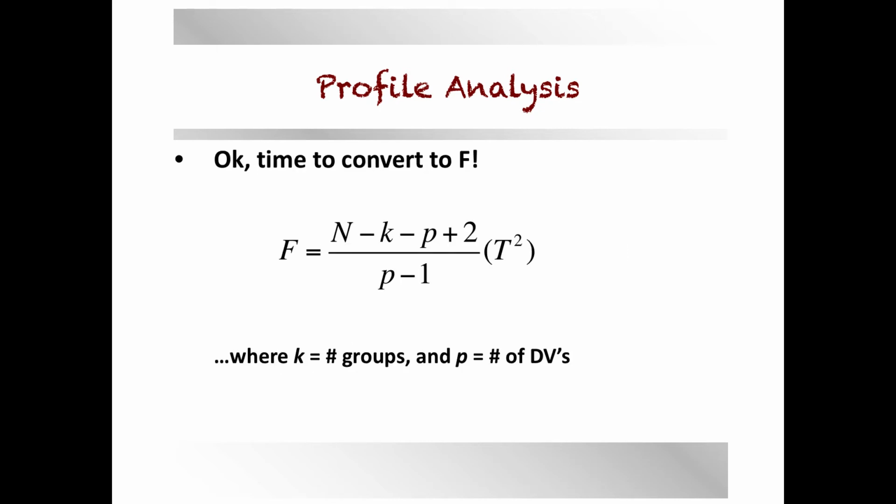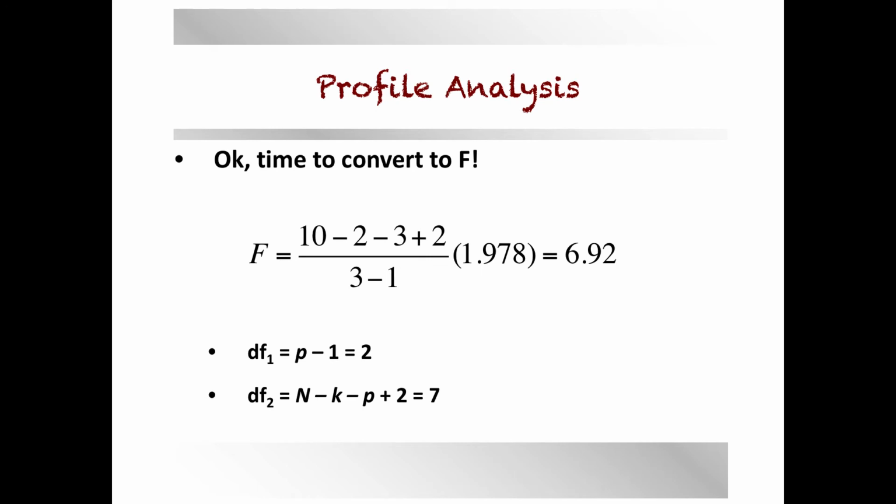Time to convert this to an F through this mysterious formula. You take your t squared and you put it out on the right side there. Your n is 10, total number of people. K is number of groups. In this case, we had 2 groups, depressed and non-depressed. P, number of dependent variables, which was 3. That's what it looks like. And so you're going to get your F, 6.92.